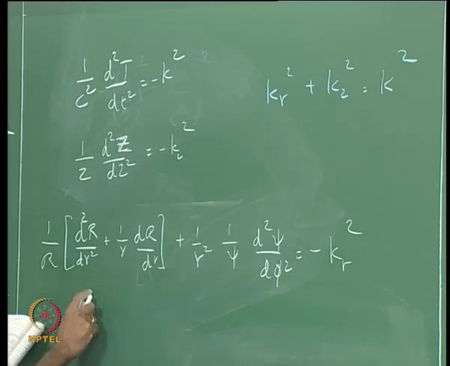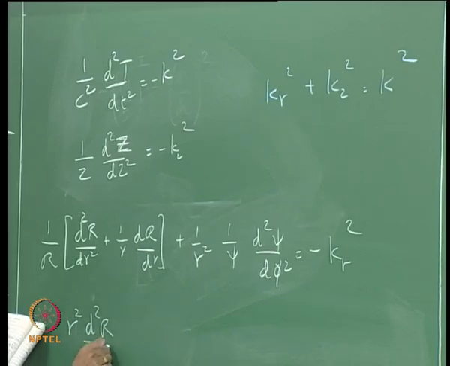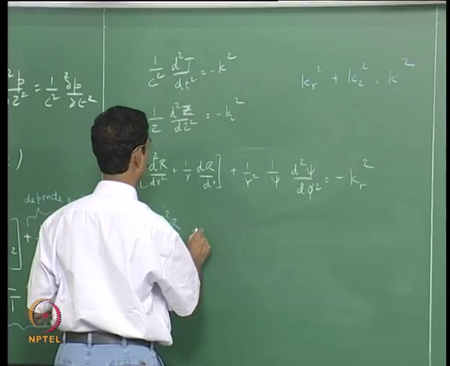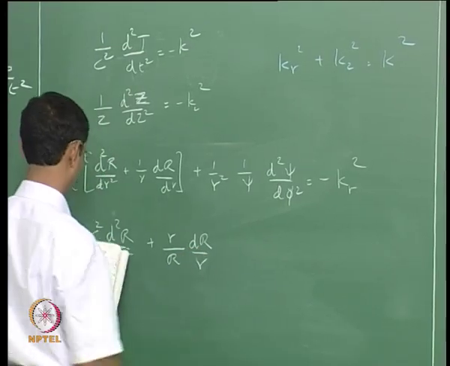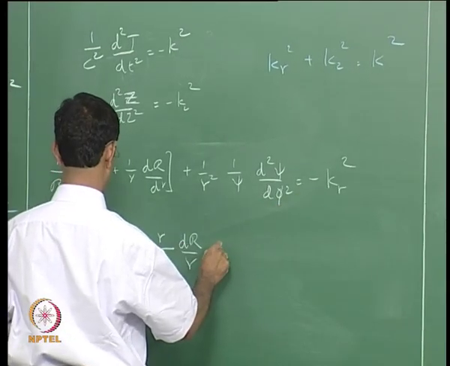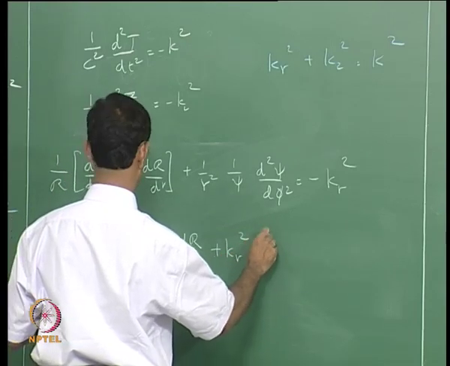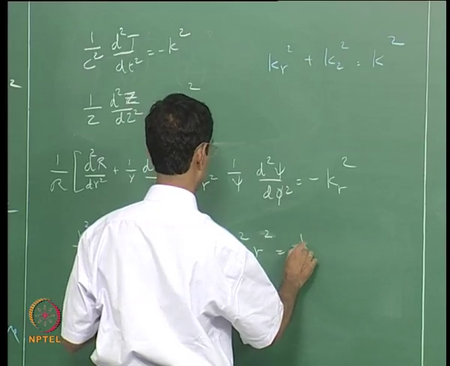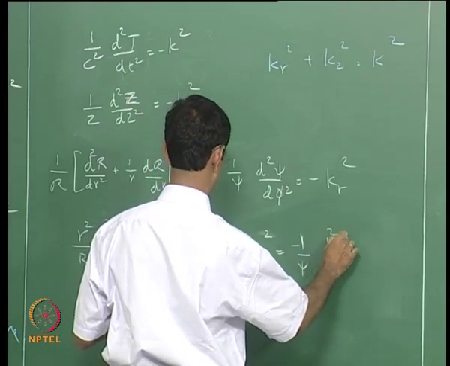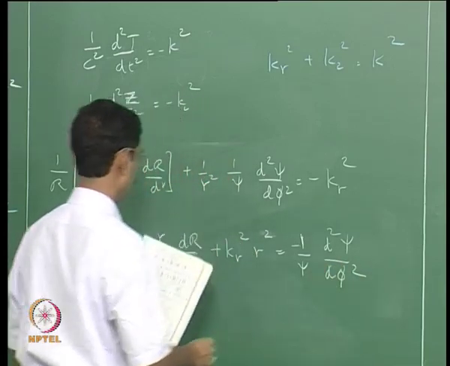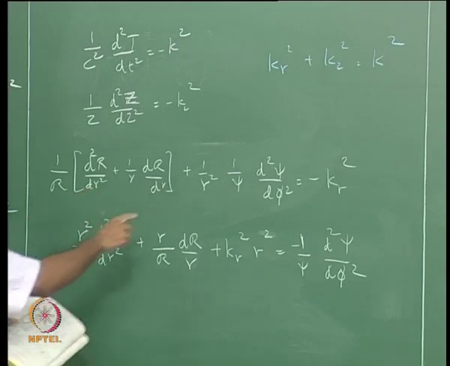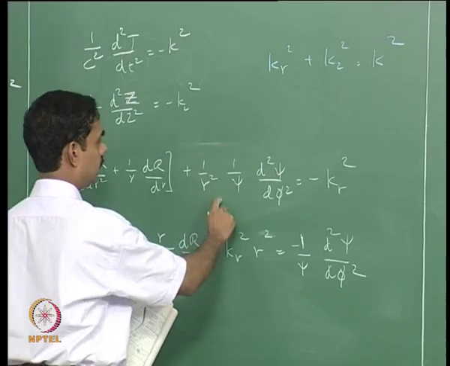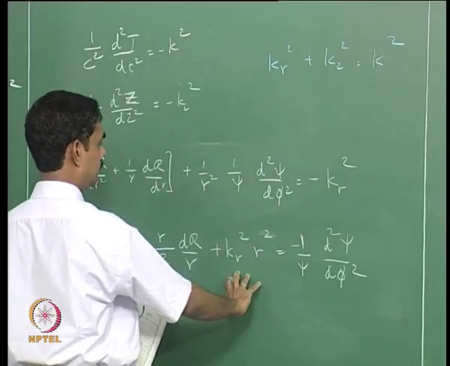So if you expand this thing out, we can write r squared d squared R by dr squared plus r over... So you multiply this through by r squared, and then r squared comes here, this goes away from the denominator, r squared comes here, then you bring this term on the right hand side to the left side and take this term to the right side.